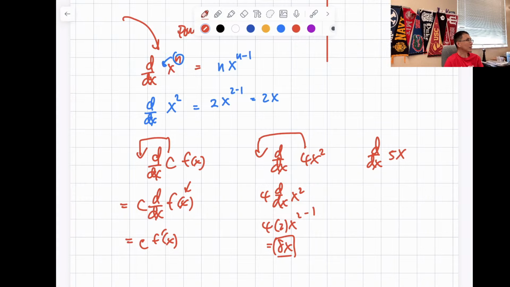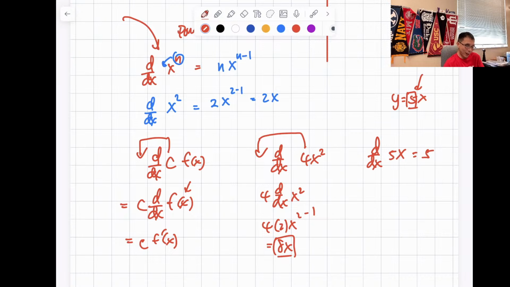Gabby? It's a 5. Look, there are two ways to look at it. Imagine y equal to 5x. What is the slope if y equals 5x? The slope is going to be the number in front of x, right? So the derivative of 5x is 5.